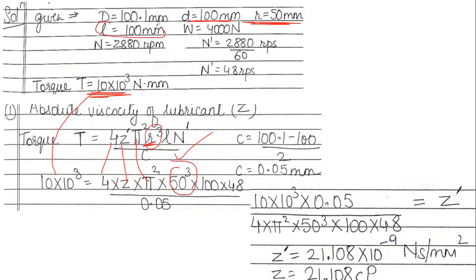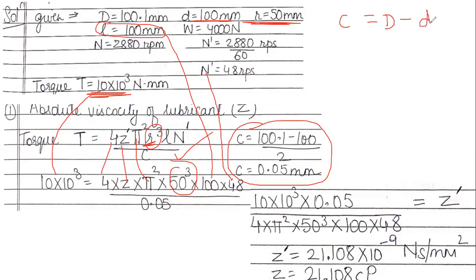Length of the bearing is given 100 mm, so the same I'm going to put down here, 100. Revolutions per second we have found out, 48. Clearance we have to find out. Now clearance is the diameter of the bearing minus the diameter of the journal, divided by 2. So 100.1 minus 100 divided by 2, I'll get C as 0.05 mm. So the C value I have to put is 0.05 mm.